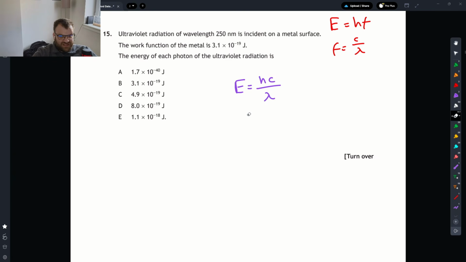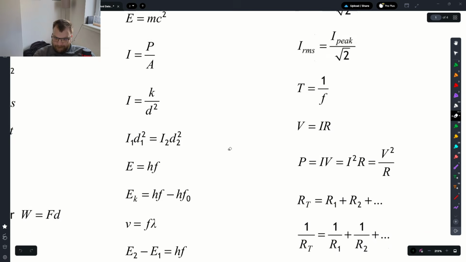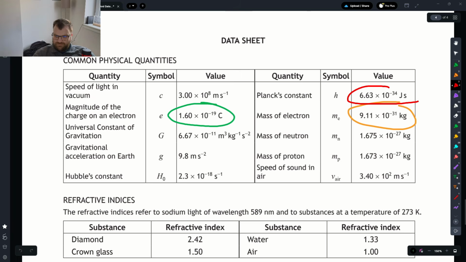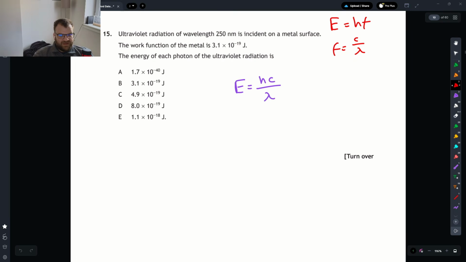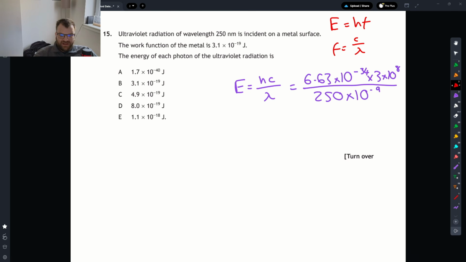You can do it in two parts. This way I can just put it in and it will spit out my answer. Planck's constant is 6.63 times 10 to the minus 34. That'll be in here somewhere, I'm sure. There we go, 6.63 times 10 to the minus 34. The speed of light, 3 times 10 to the power of 8. And then our wavelength needs to be in meters, so times 10 to the minus 9 after the 250. Plugging that all in spits out an answer of 7.96 times 10 to the minus 19 joules, matching D, rounding to 8 times 10 to the minus 19.